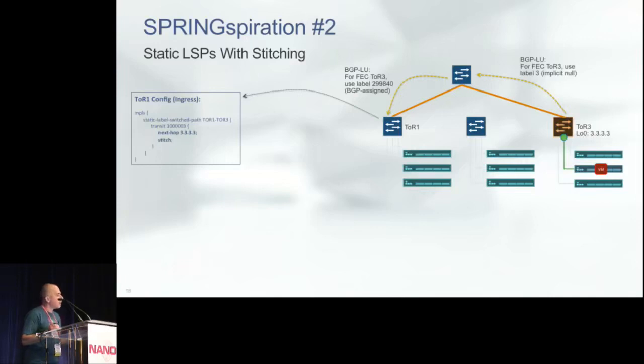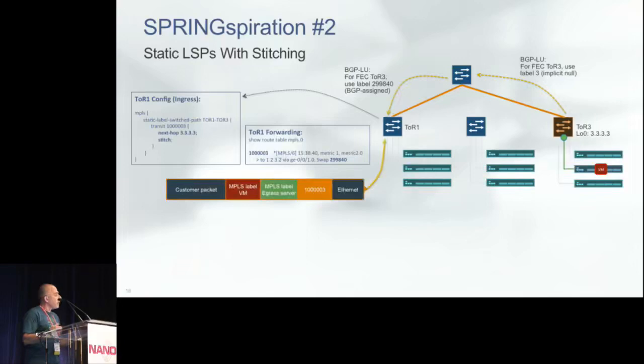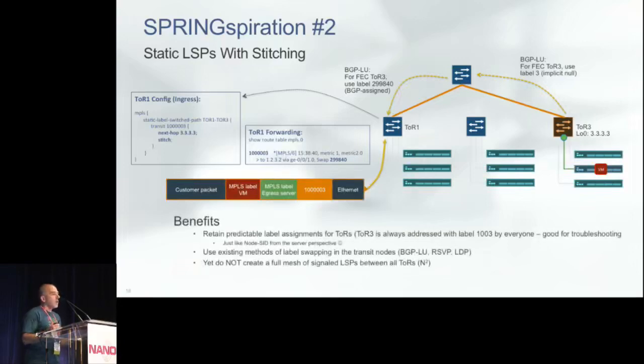In this case, the label path that's available to me came from BGP labeled unicast, and it has a label of something there, which I don't really care about, because this config caused this forwarding state to get installed in top of rack 1. This forwarding state pretty much says incoming label 1,000,003 gets swapped to label 299 something something, which came from BGP labeled unicast. Now, once I do that, I have a way of addressing this egress top of rack switch by crafting a packet just like this one.